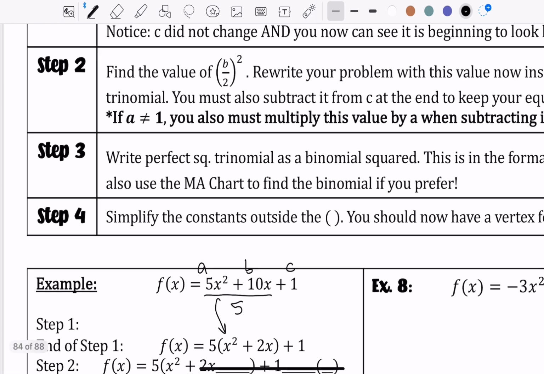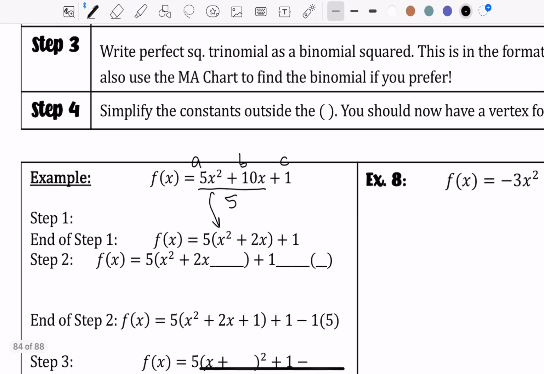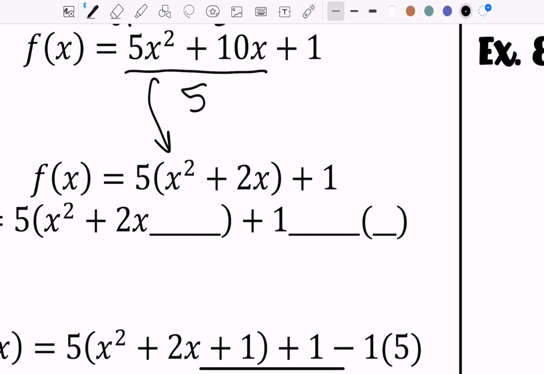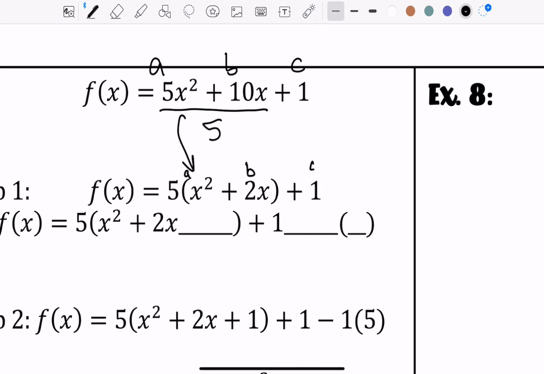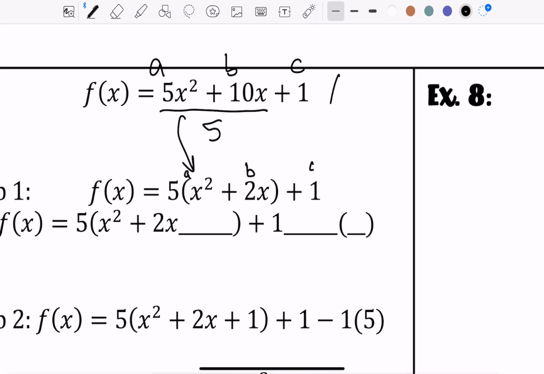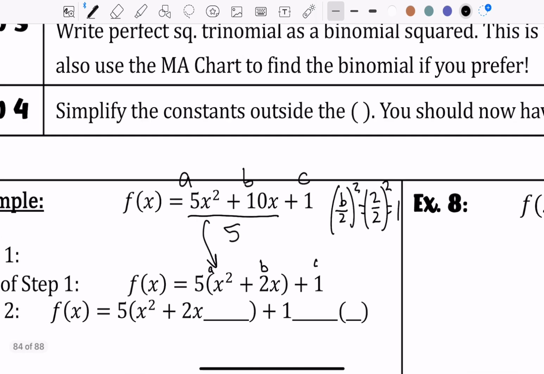Now, first it said find B over 2 squared. And when it asked for that, it's asking for our new B. This would be our new B. So A, B, and C. So B is 2. I'm just going to write it off to the side. B over 2 squared. And our B is 2. So 2 over 2 squared. 2 divided by 2 is 1. 1 squared is 1. So the value we're looking for here is 1.